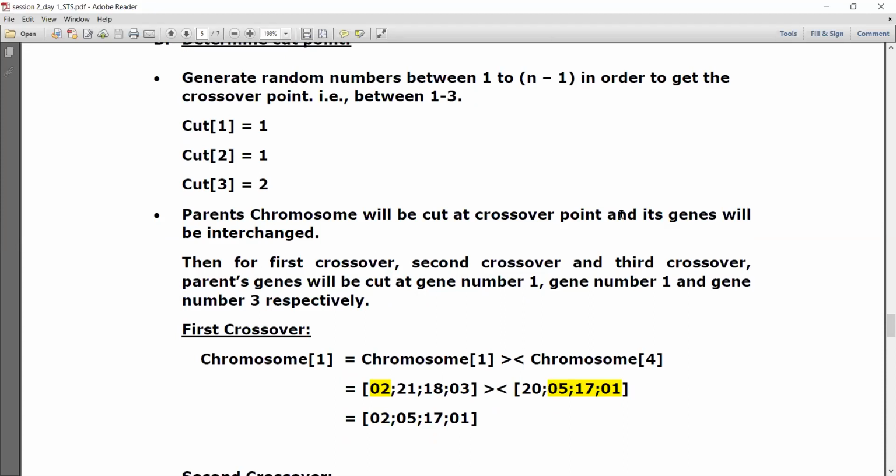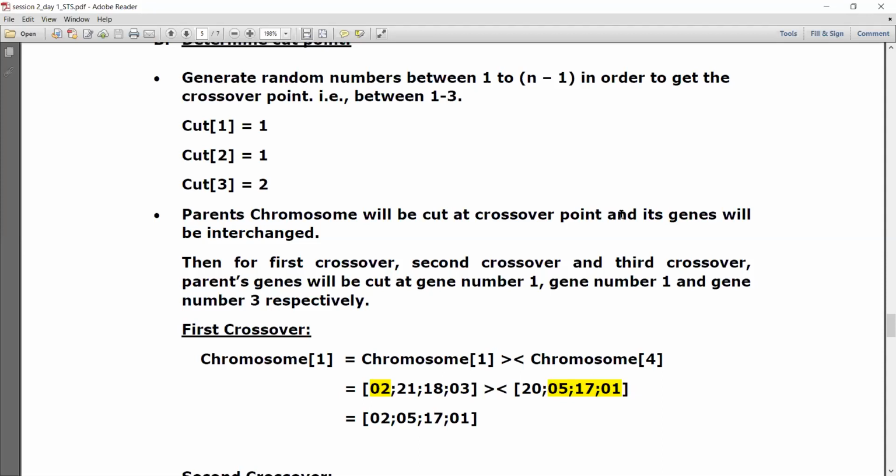So we have 4 genes: A, B, C, D. Done, 4 genes I have. And now the cut points cannot be 1, 2, 3, 4, all. We will have cut points only from 1 to dimension minus 1. What is the dimension? A, B, C, D, 4. So 4 minus 1 is 3. So we have the freedom to have cut points only between 1 and 3. So cut points can be 1, 2, 3. And how many crossovers? We have 3 crossovers and we can have 3 cut points.